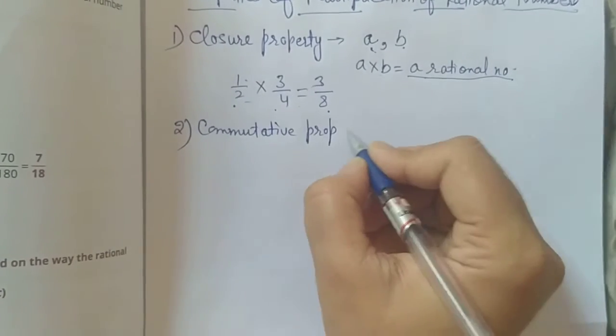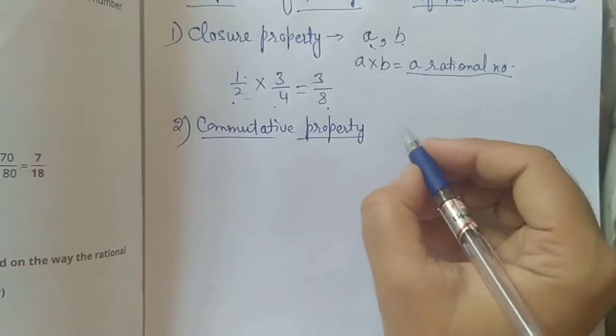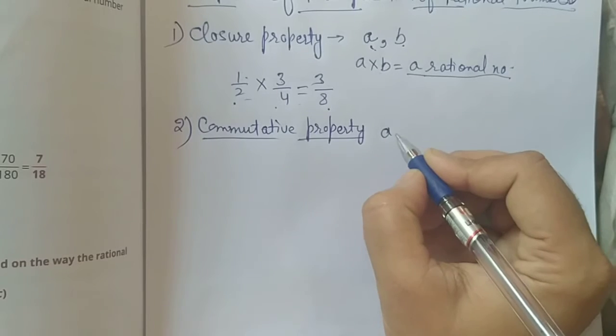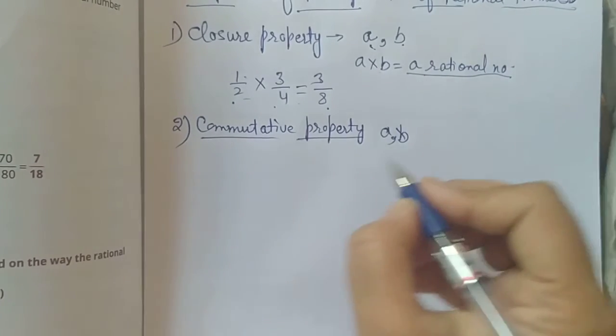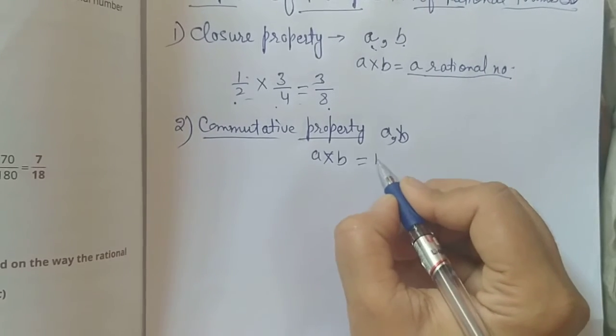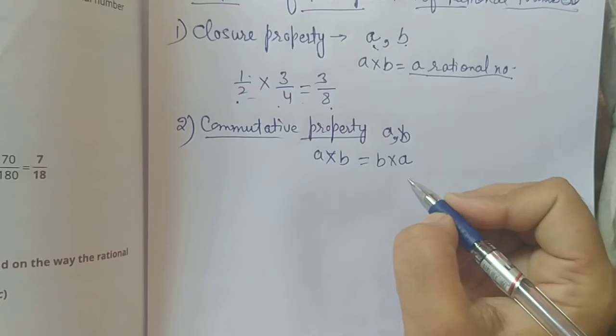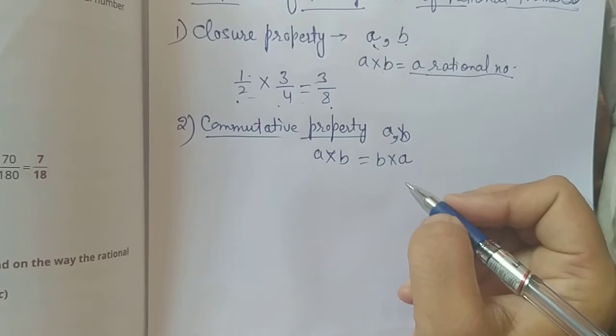Commutative property. Same as addition, if we have two rational numbers a, b, then a multiplied by b is equal to b multiplied by a. It means we can multiply two rational numbers in any order.